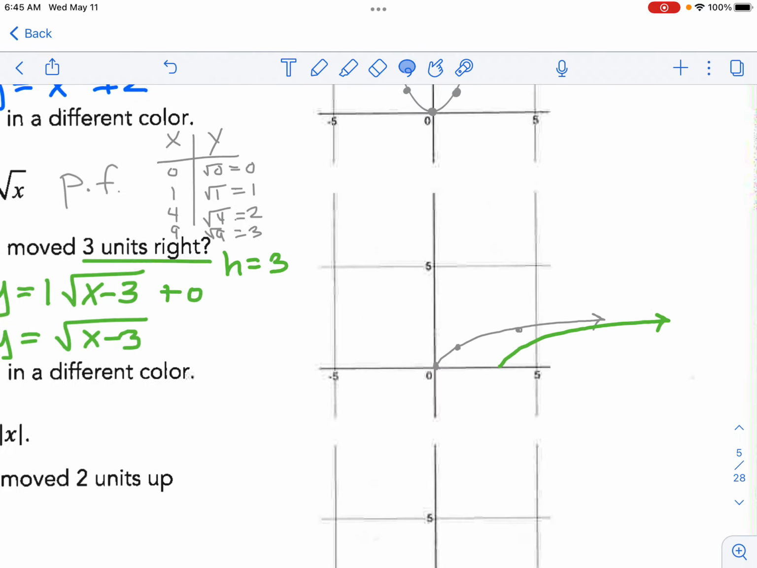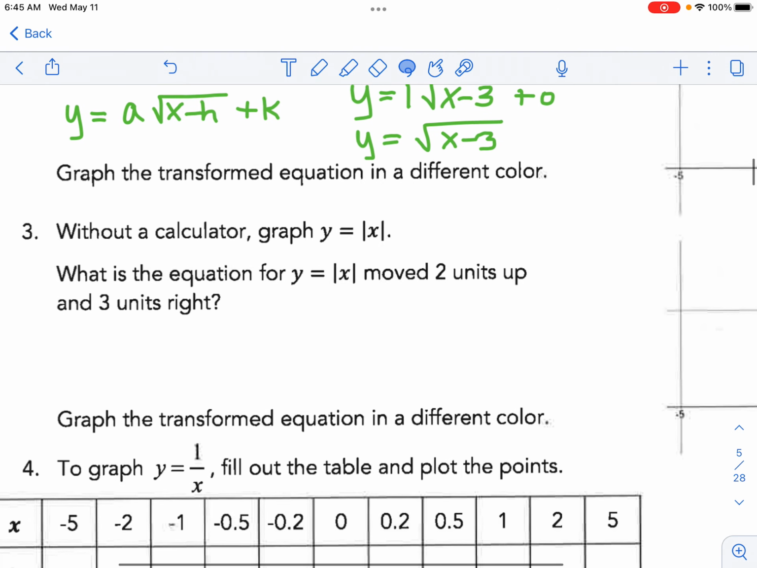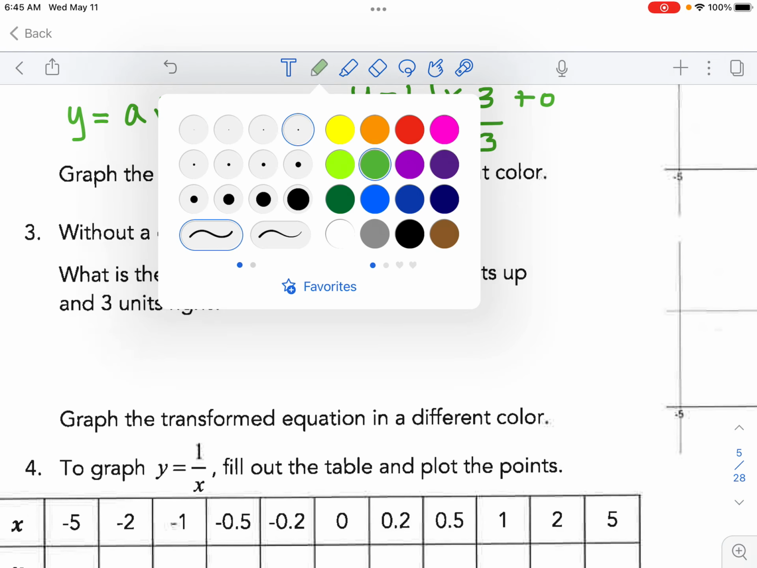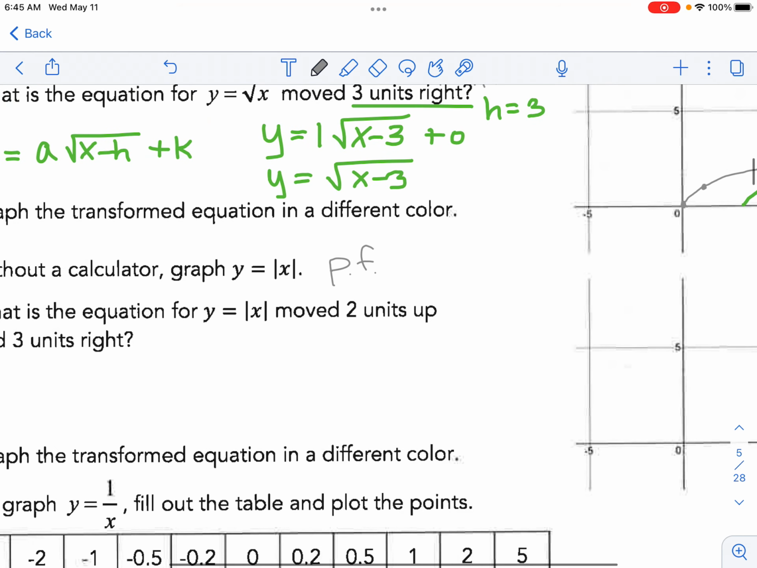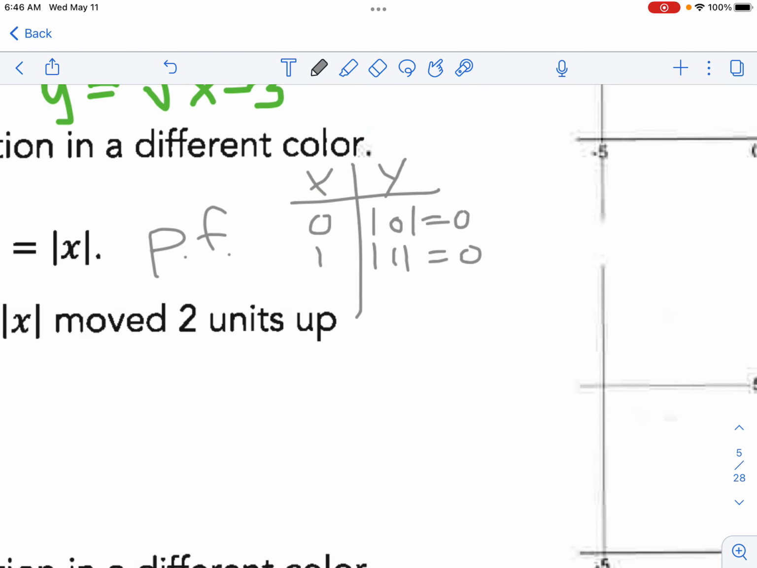Looks something like that. Okay, and then we have the absolute value function. Let's go back to our parent function. Our parent function is just the absolute value of x. So if we did a little table here, when x is 0, the absolute value of 0 is 0. When x is 1, the absolute value of 1 is 1. When x is negative 1, the absolute value of negative 1 is positive 1.